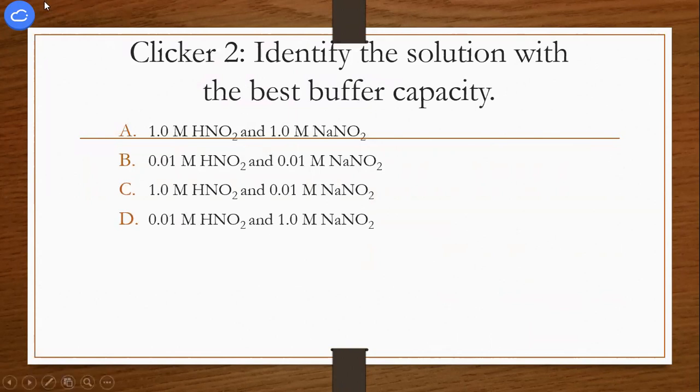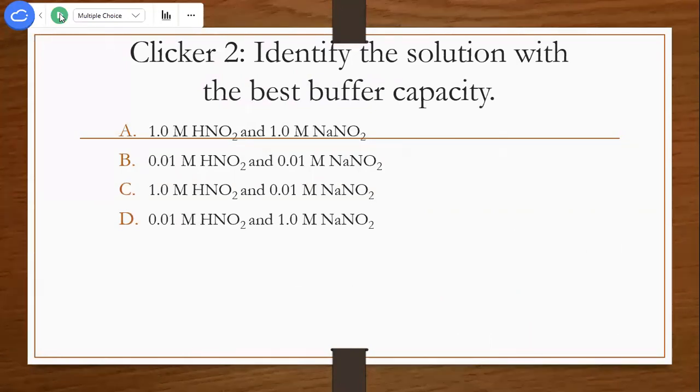Okay, so our first clicker question. Hopefully everyone's opened their clickers. Identify the solution with the best buffer capacity. So which of these can handle both acid and base the best? Which of these can handle the most acid and the most base?